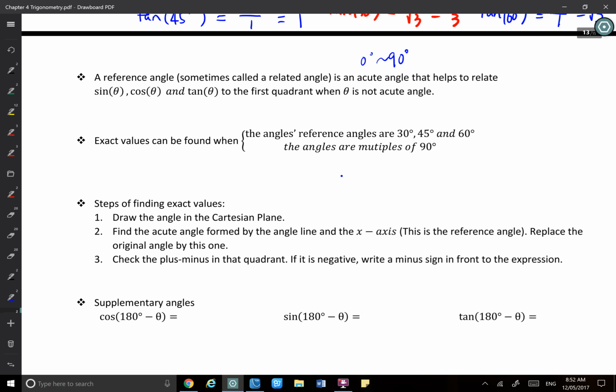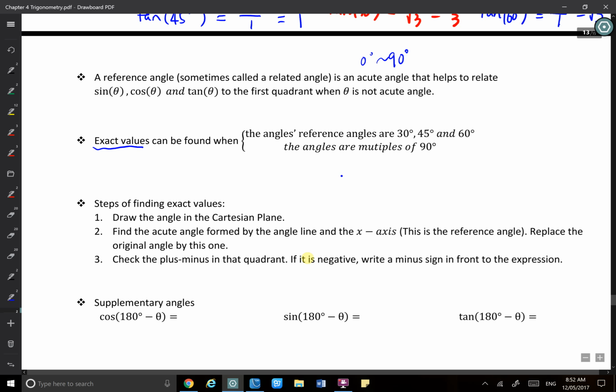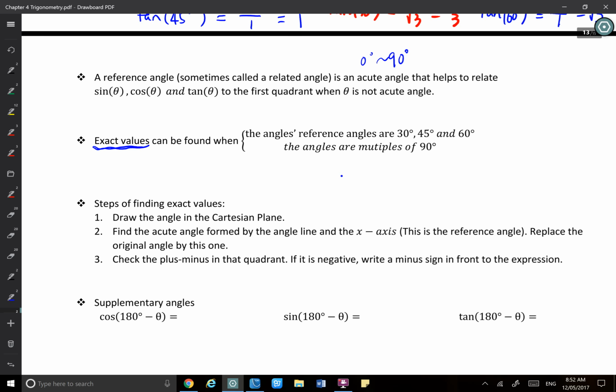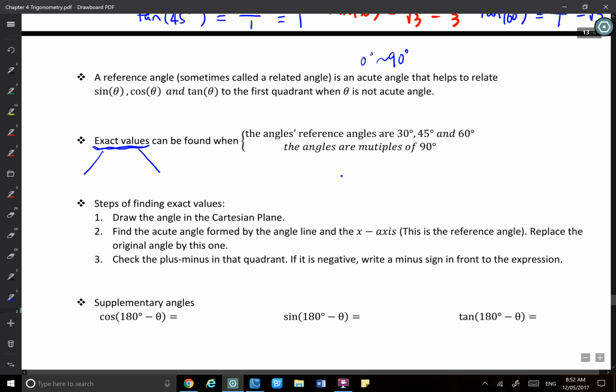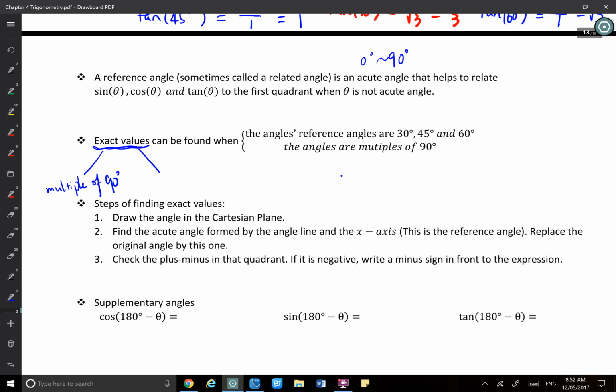Yesterday we learned exact values. Do you still remember what kind of values got exact values? There are two types. The first type is the multiple of 90 degrees. All the values on the axis will give you exact values. It's either 1 or -1 or 0.